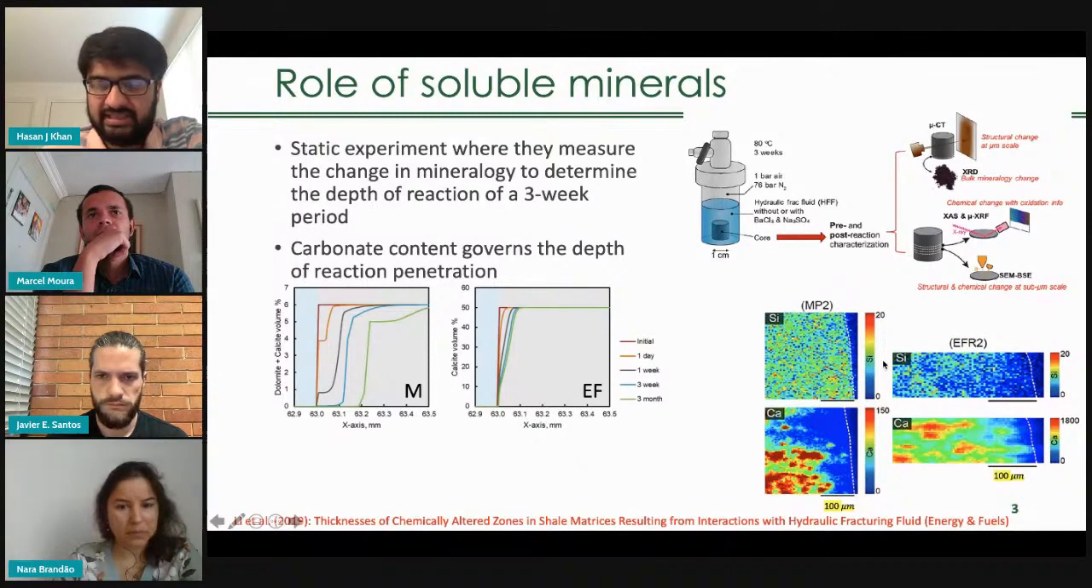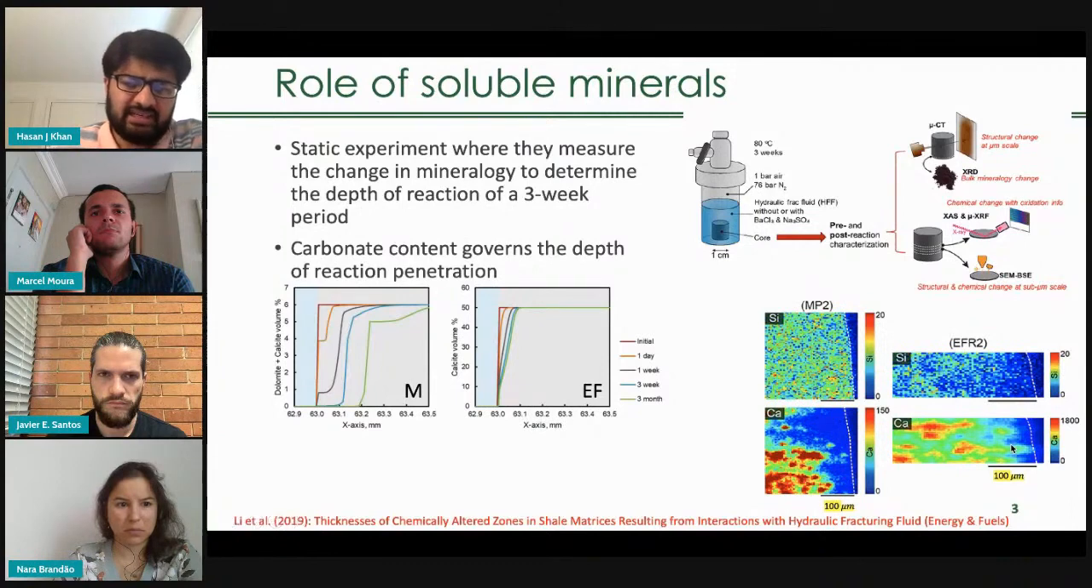A distinct thing that they observed was that the carbonate content governed the depth of the reaction penetration. In the Marcellus shale, which had a lower carbonate content, you could see that the acidic fluid penetrated deeper inside the rock as compared to the Eagle Ford, which had a higher carbonate content. This is a little bit expected, because the more soluble minerals we have, the more fluid it would require to neutralize. Therefore, less of the reactive fluid would penetrate deeper inside the rock.